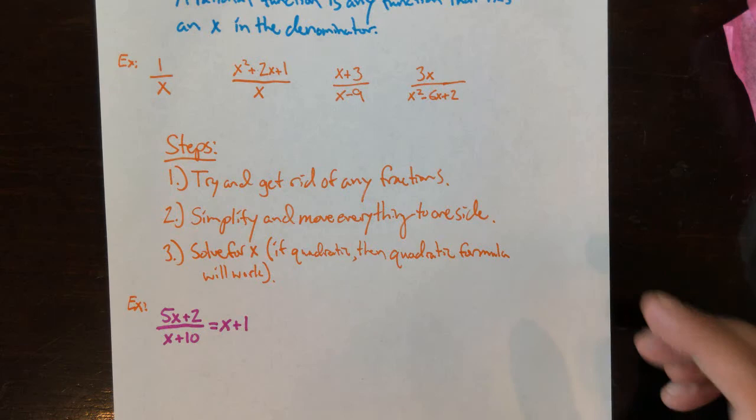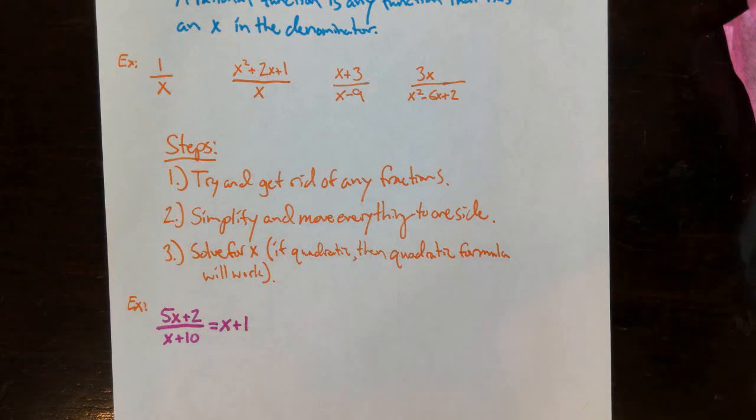So our steps: first step is we always like to try to get rid of any fractions right off the bat. So if you can get rid of fractions, do that. And with what we're doing today, you'll be able to get rid of fractions right off the bat. Step 2, simplify and then move everything off to one side so that one side equals 0. And then step 3, we need to solve for x.